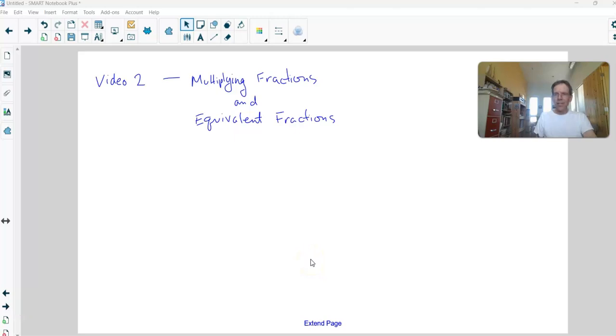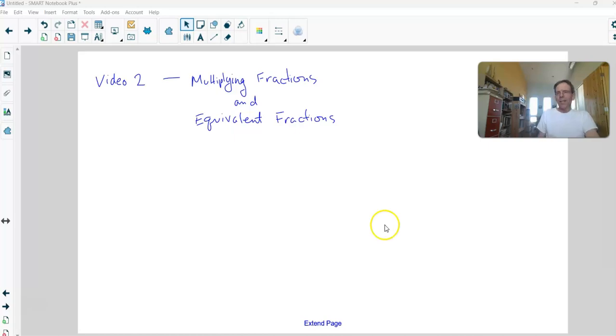This is the fraction series of videos, video 2. Here we're going to be multiplying fractions and determining equivalent fractions. We're going to learn what an equivalent fraction is and how to find them.